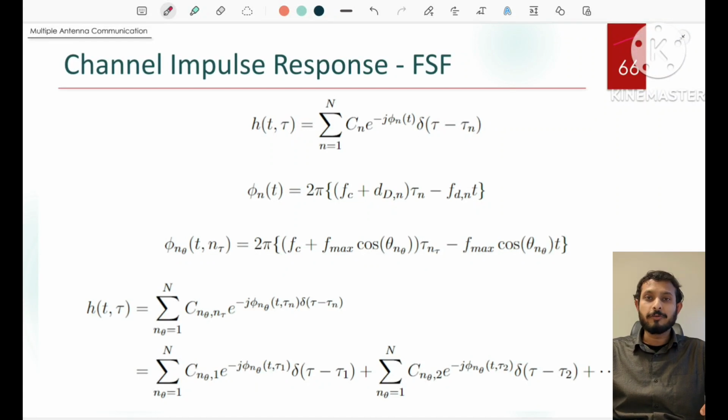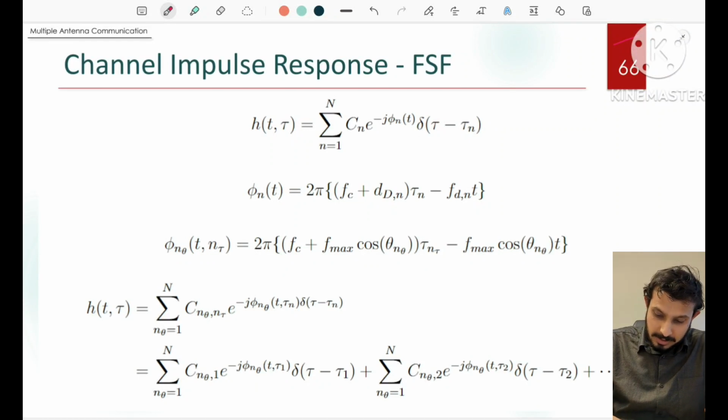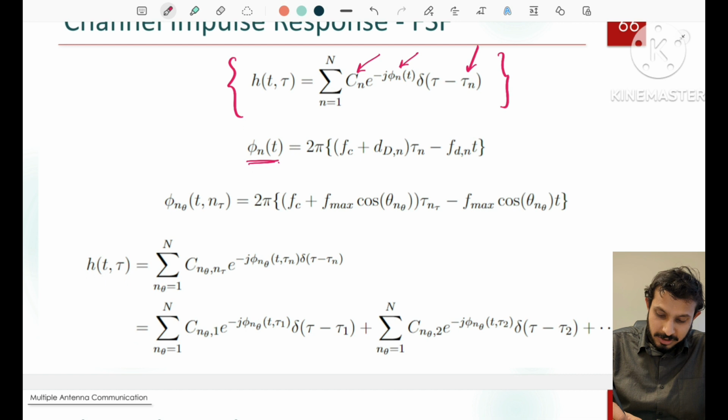We will continue our discussion with frequency selective fading. So this is the standard expression of the channel impulse response. It looked like this, which is a function of the coefficient, the phasors, and the propagation delay, and we represent phi n of t by this form, which is a function of f(t, n) and tau n.